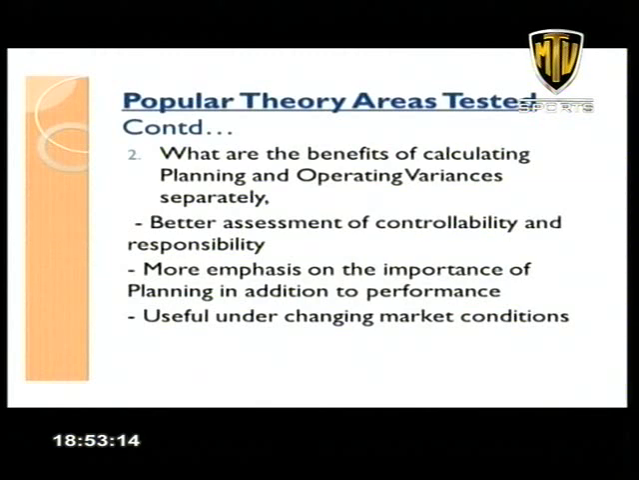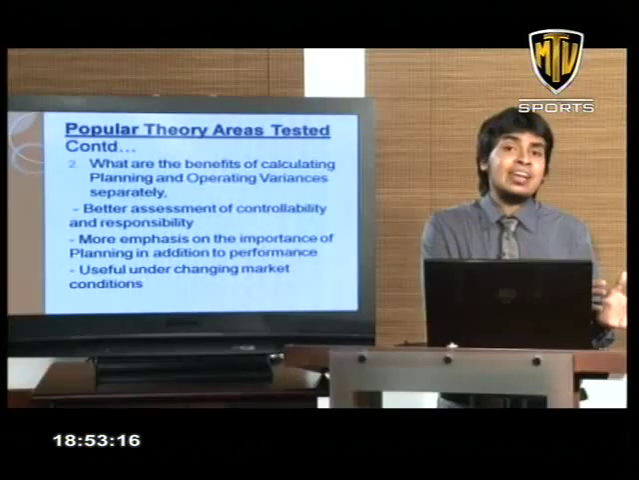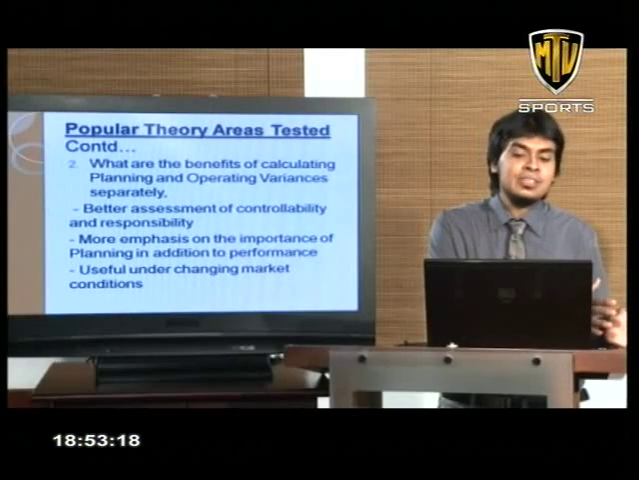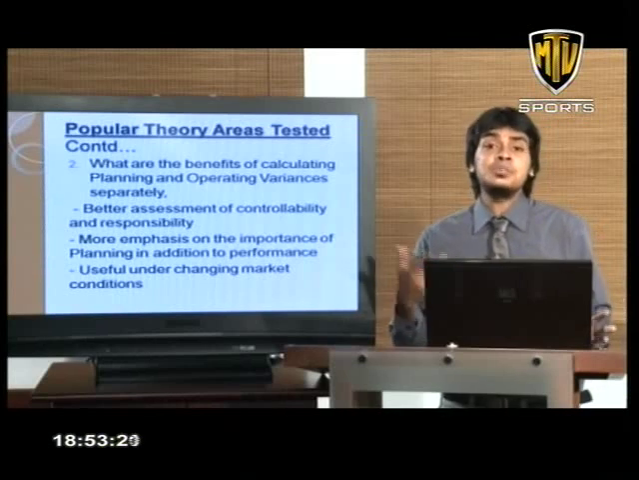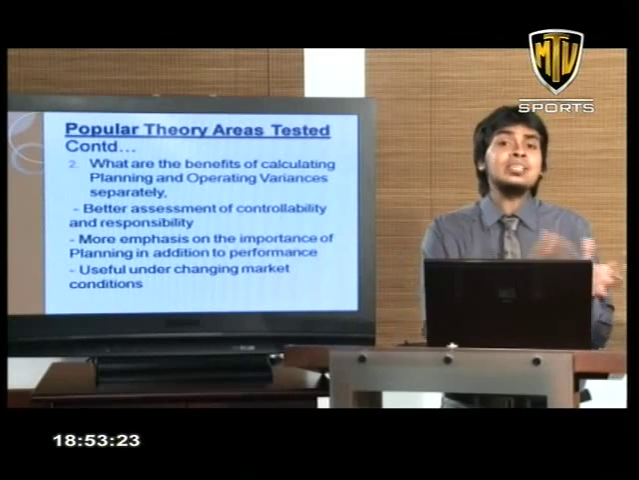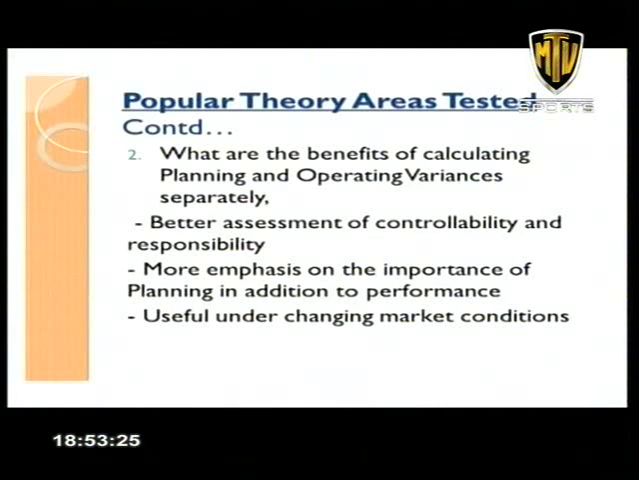Whenever you're segregating variances, say you have identified the planning variance to be 1,000 adverse and an operating variance to be 2,000 favorable. So now you know who was at fault or who needs to be blamed. So the better assessment of controllability and responsibility is one important feature that you get out of planning and operating variances. The next thing is that now you're quantifying your planning.